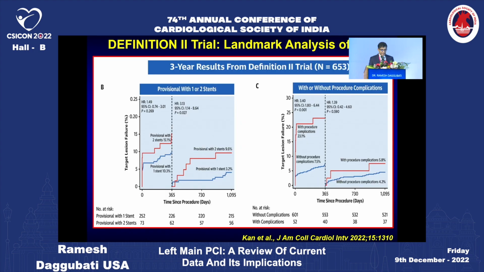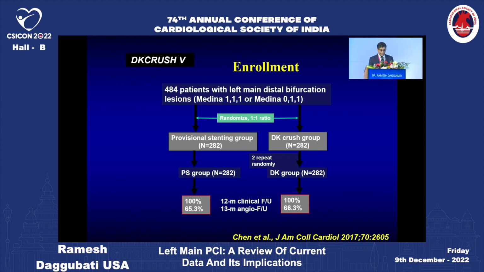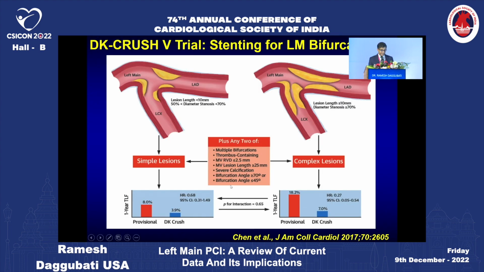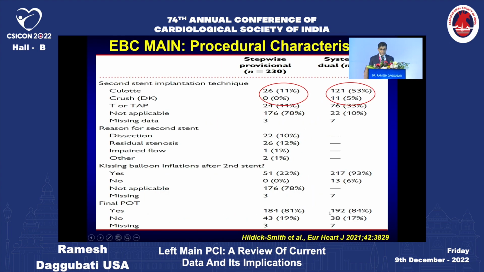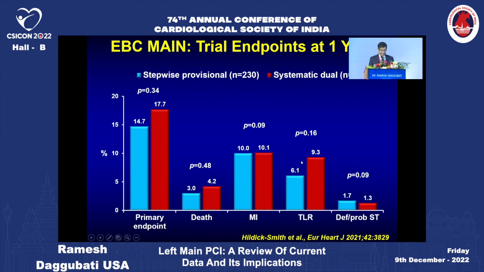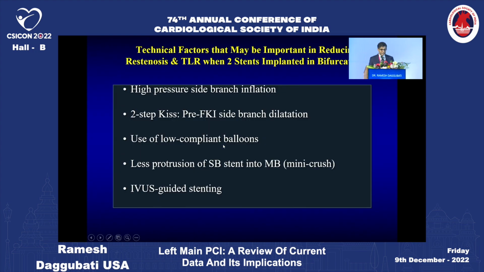The same landmark analysis was done for 3-year results, which showed that in complex lesions, provisional stent strategies have higher major adverse cardiac events. So that was looked at in DK crush V, which is actually saying that simple lesions do well with provisional stenting, whereas complex lesions do much worse with provisional stent strategy than with DK crush. Then EBC MAIN looked at systematic provisional and systematic dual stenting, but Culotte is the preferred stenting in EBC MAIN, and they showed that stepwise provisional is not a drawback, so we can use stepwise provisional rather than a dedicated 2-stent technique.